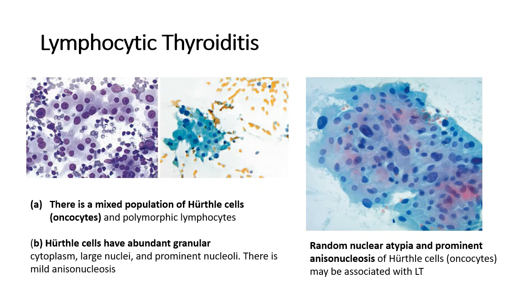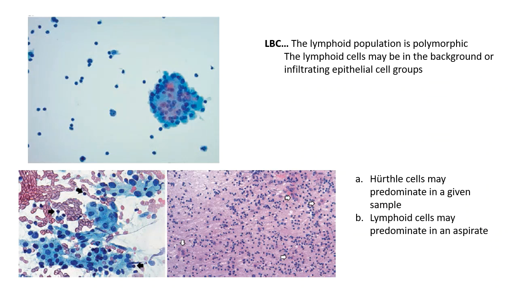This is the LBC smear. So in LBC smear, it may sometimes be difficult to interpret the lymphocytes. So you have to look carefully for the background lymphocytes, and sometimes they can be infiltrating in the benign follicular epithelial cell clusters.